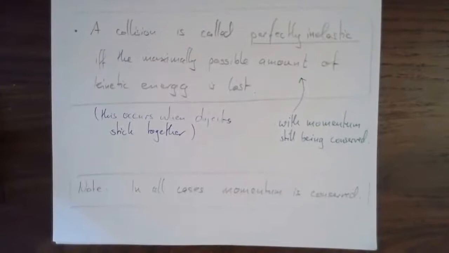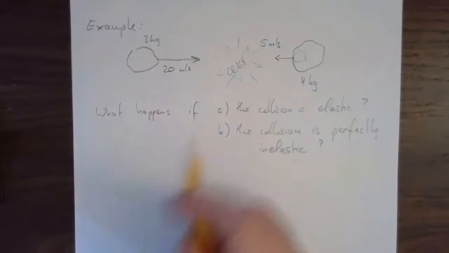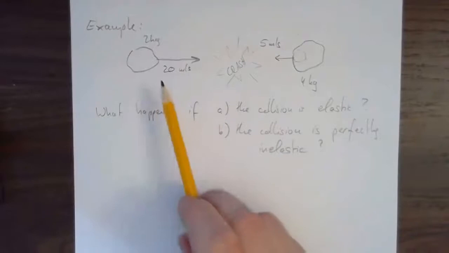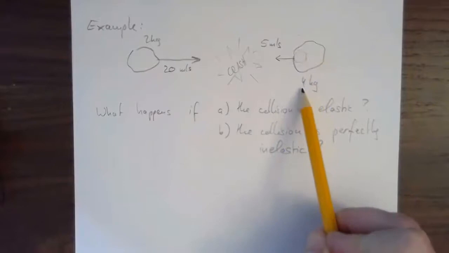Okay, let's look at an example. Here is the example that I want to solve. Imagine there's, again, some blob of mass. I don't care what it is. 2 kilograms of it go 20 meters per second to the right. They hit head-on another object that's 4 kilograms, going 5 meters per second to the left.